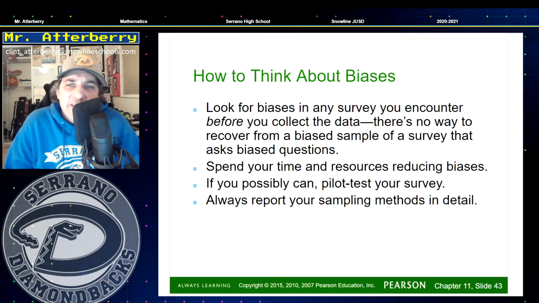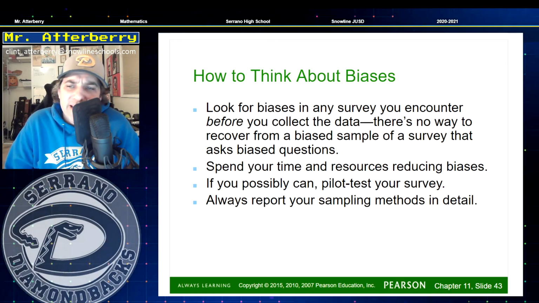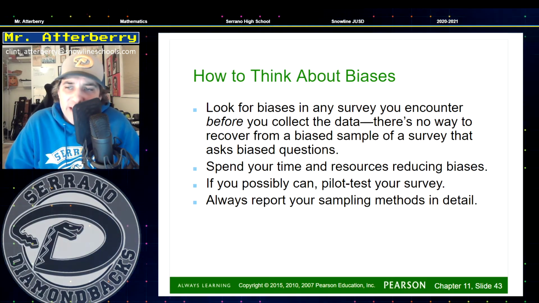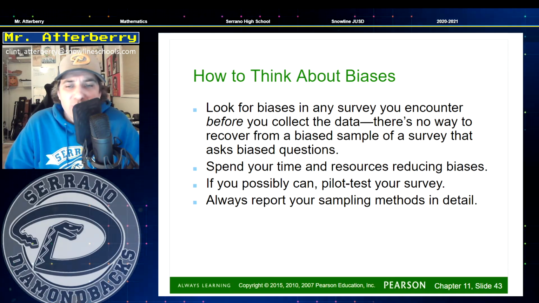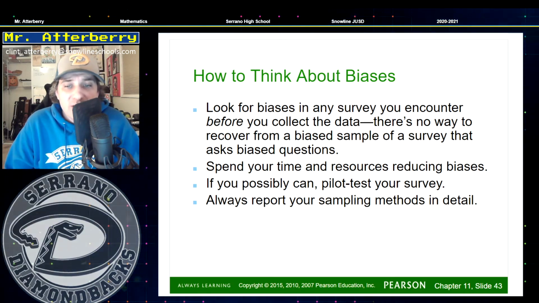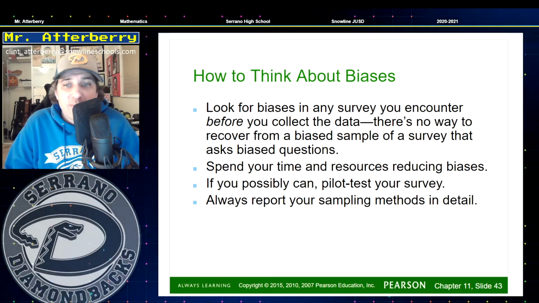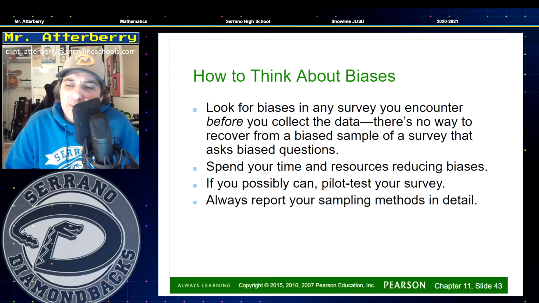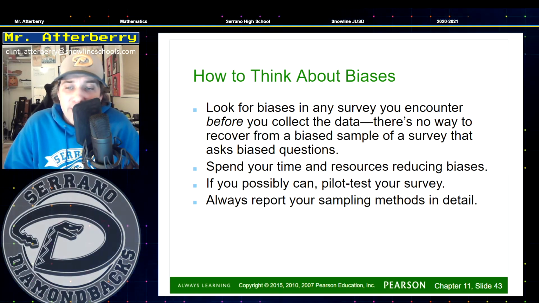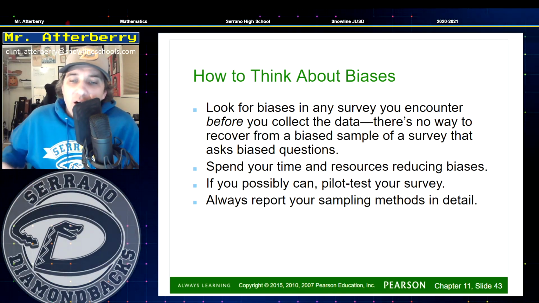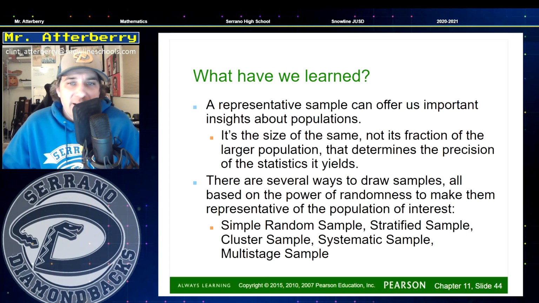So how to think about biases. Look for biases in any survey you encounter before you collect the data. There's no way to recover from a biased sample or a survey that asks biased questions. Sometimes the first question might create a bias for the rest of the survey. So make sure you double check, triple check before you give out any surveys. Spend your time and resources reducing biases. If you possibly can, pilot test your survey. Always report your sampling methods in detail.